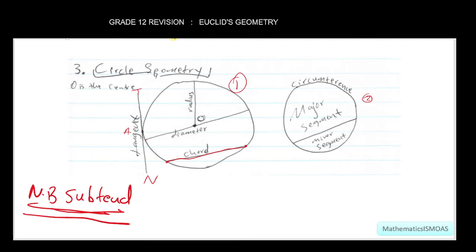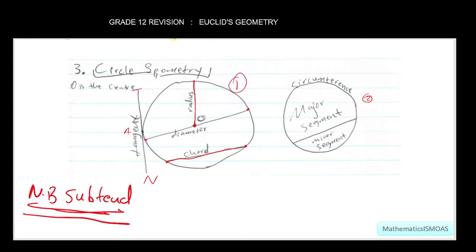Now a diameter is also a chord, drawn from the circumference to the circumference, but it passes through the center of the circle. Therefore, if the chord passes through the center, then that chord becomes a diameter. Meaning a diameter is a special chord. And then we also have a radius. A radius is a line that is drawn from the center of the circle to the circumference of the circle.